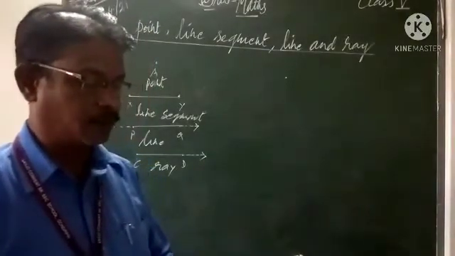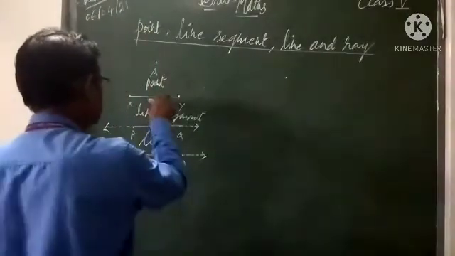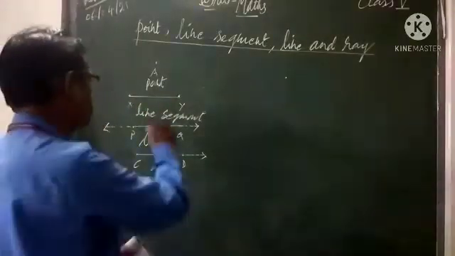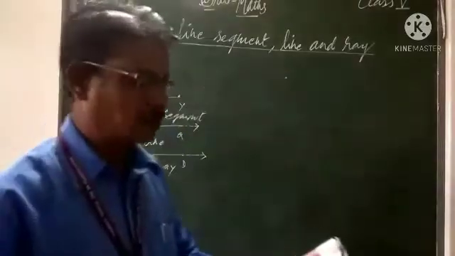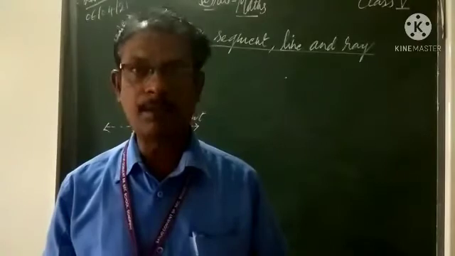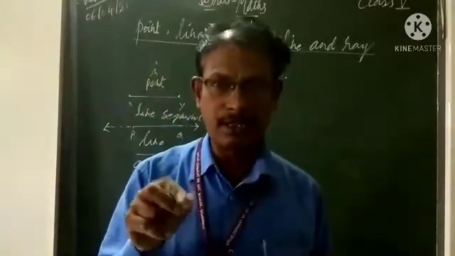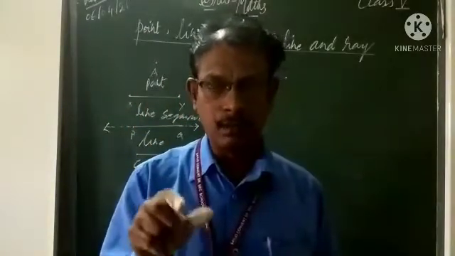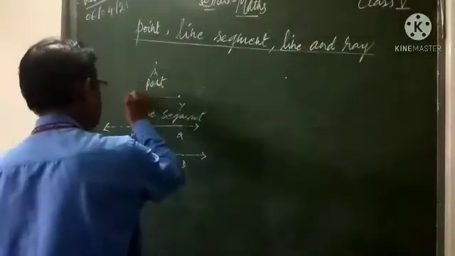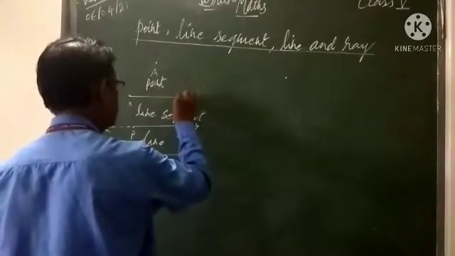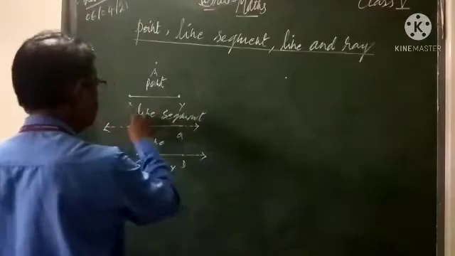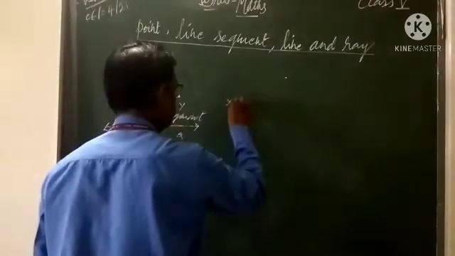Now line segment means what? A line segment corresponds to the shortest distance. This is the shortest distance. We can measure the length of this line segment by using a ruler. Ruler means scale. It is the shortest distance between 2 points. Understood? A line segment is the shortest distance between the given 2 points. It has two end points and a definite length. It has this starting point, this one is the end point. So you can read this line segment as XY.